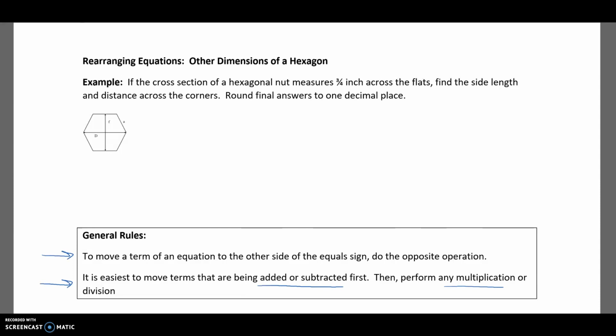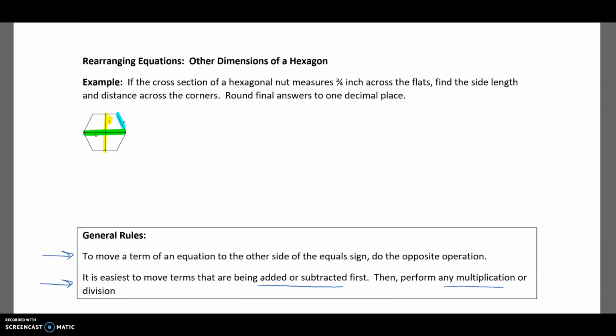Here we have some other dimensions in the hexagon, and these equations are on your formula sheet. In the hexagon, we can talk about the distance across the hexagon in terms of the flat-to-flat distance, labeled here with F, or the point-to-point distance, labeled here with the D. We also have the side length, here labeled with the A.